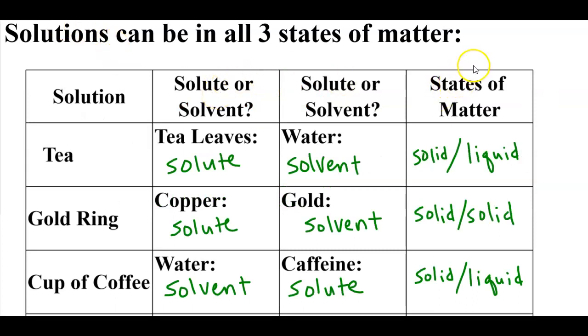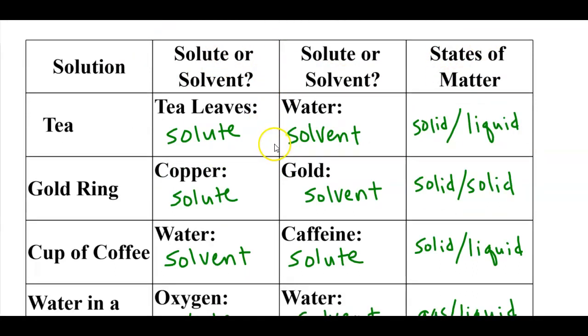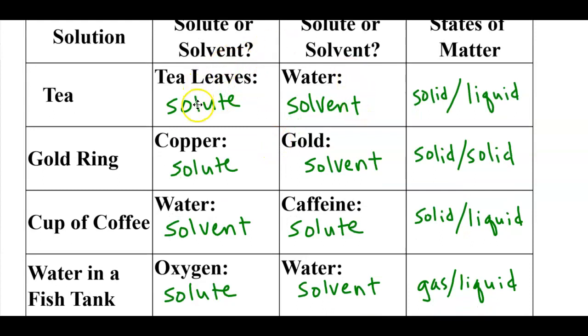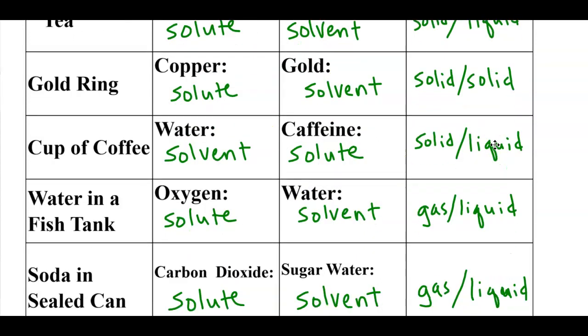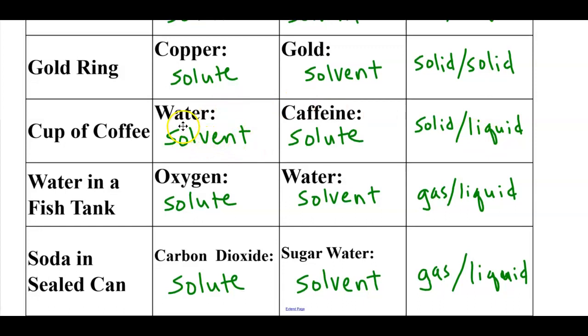Solutions can be in all three states of matter. For example, if you have tea leaves and water, the tea leaves are the solute, water is the solvent, and this would be a solid in liquid solution. A gold ring would have gold being the major part, so that would be the solvent, copper the solute, and both of these are solids, so they make a solid solution. In a cup of coffee, water's the solvent, caffeine's the solute, so you have a solid solute dissolved in a liquid solvent, which is a liquid solution.